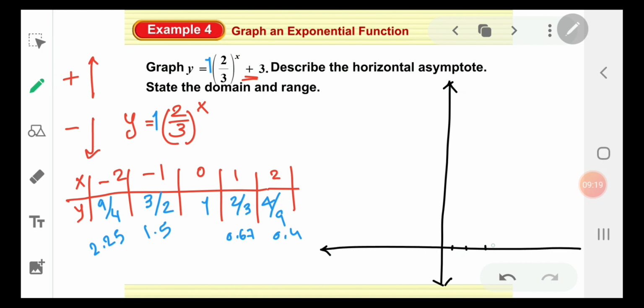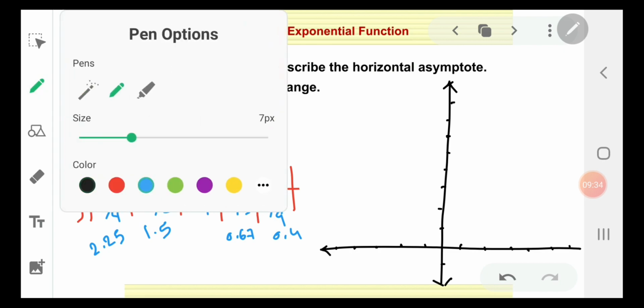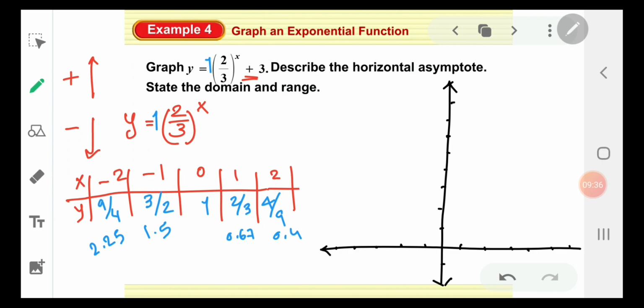Here are my axes. I will make it a little bit of equal distance between the units. I'm trying my best to make it clearer for you, but I will show you the correct graph. Now I'll start plotting with the blue color the original basic function before the transformation.